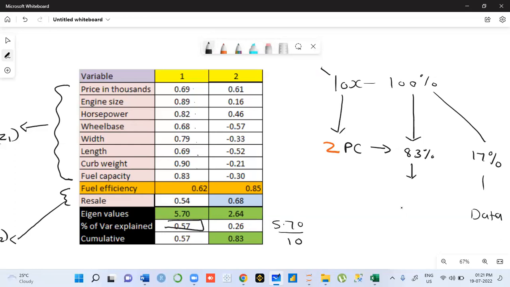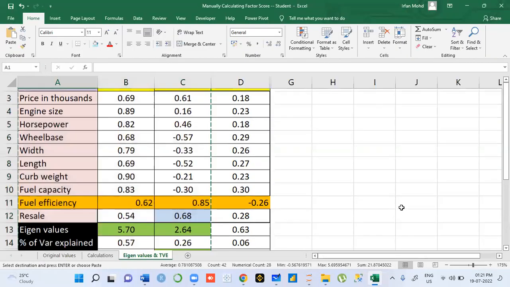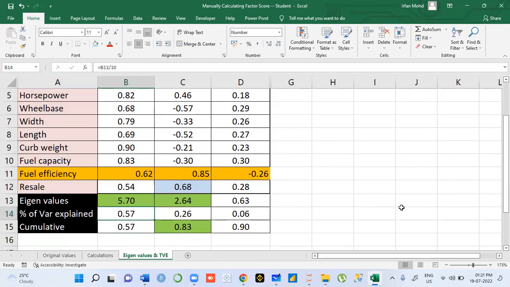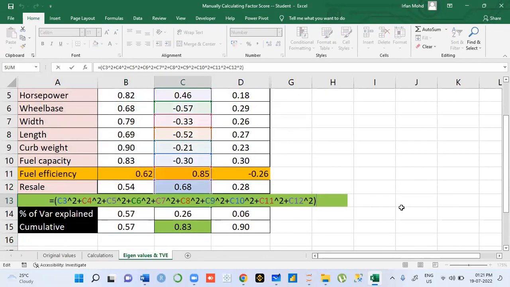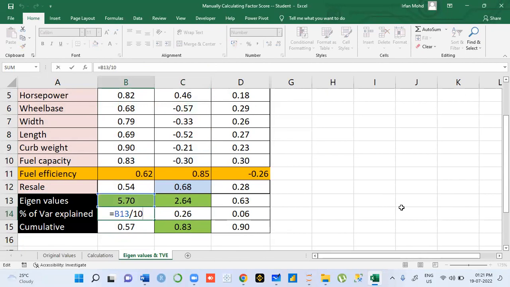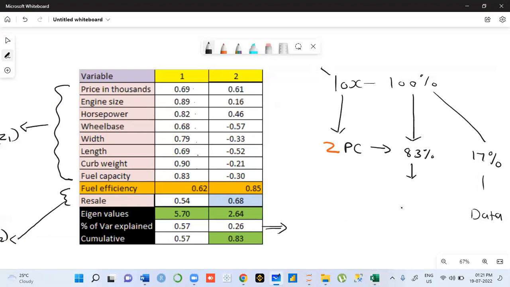Got the point? What is the eigenvalue over here? Divide by 10. How much? 0.26 multiplied by 100, 26%. Got the point? How do we get this number? Guys, it's my Excel file, predefined formulas I put over here. Don't worry, I just did it manually. 5.7 divided by 10, divided by 10, count of data, count of columns.